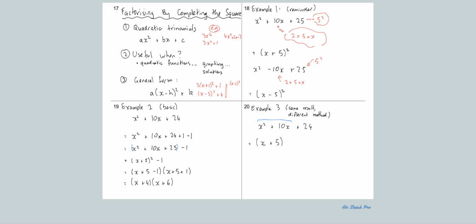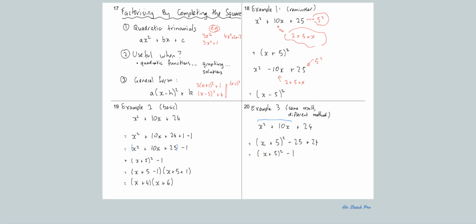Then I'm going to close my bracket and put the square in. Then straight away, I'm going to subtract 5 squared. Okay, the 5 that I just worked out and the square there. So I'm going to take away the 25, and then I'll put the plus 24 at the end as it was. When I simplify that, I get x plus 5 all squared, minus 25 plus 24 is still a minus 1. And now I'm at the same point as I was over here. And I could fully factorize it from there.